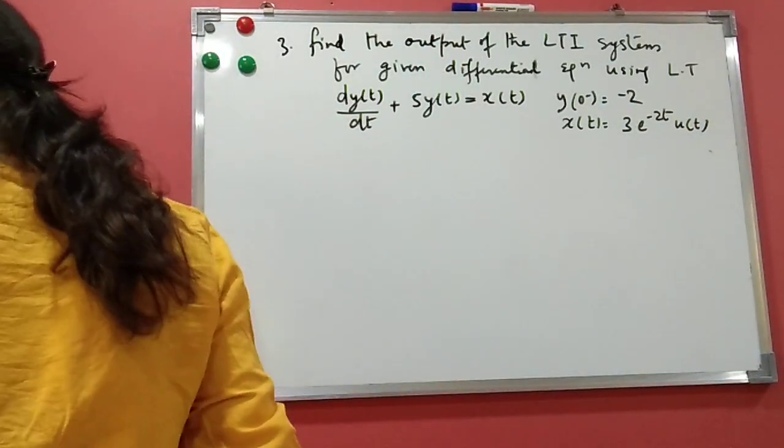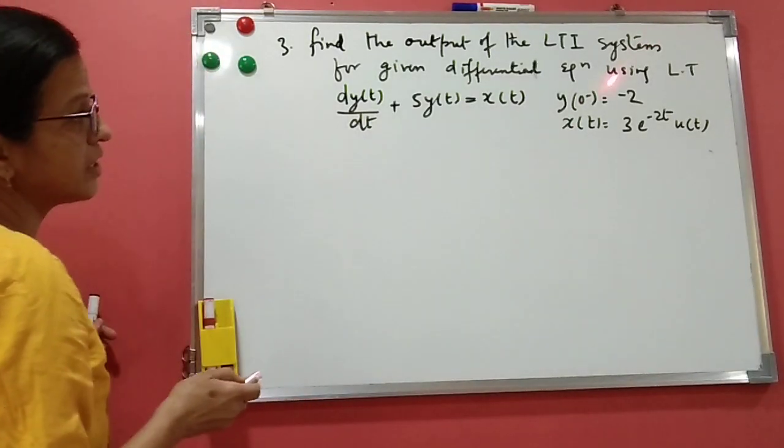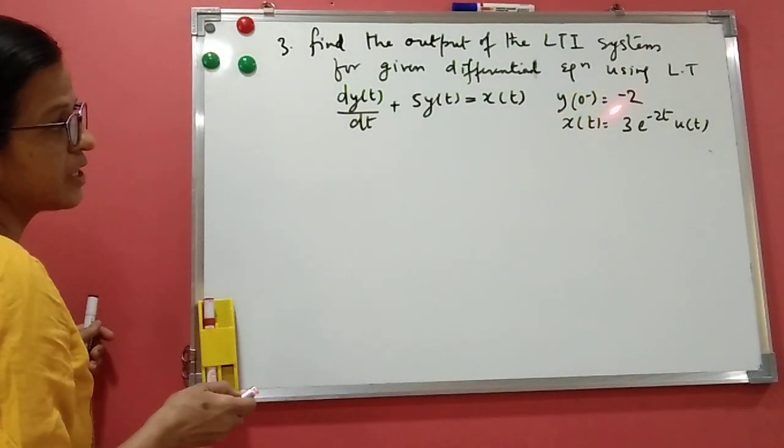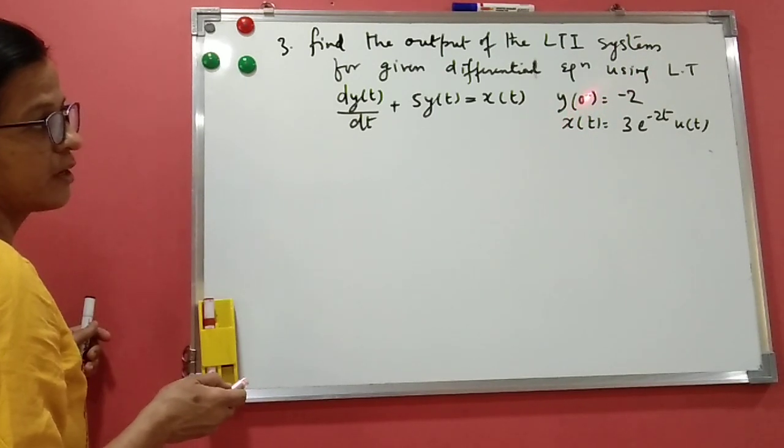Now whenever the initial conditions are given, you can see here to solve this using Laplace transform, an initial condition is given. Whenever the initial condition is given, you have to use the unilateral Laplace transform, the differentiation property of the unilateral Laplace transform.